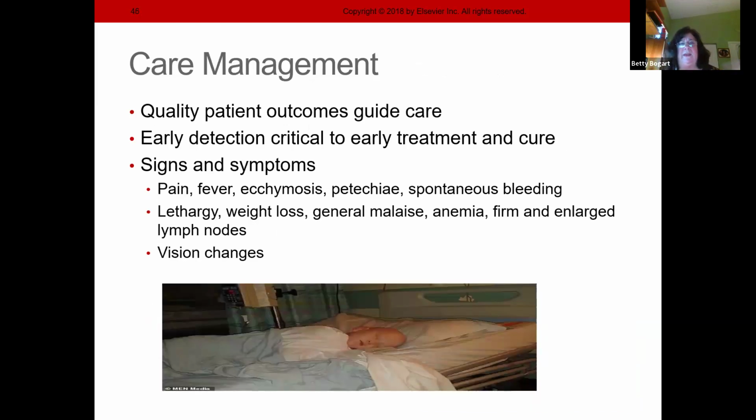Now, what do we see again with cancers? Well, basically what I've said before: pain, fever, ecchymosis, petechiae, bleeding, lethargy, and looking anemic. These are all what I said with leukemia. Same things. And then remember, vision changes can be something going on in the head.